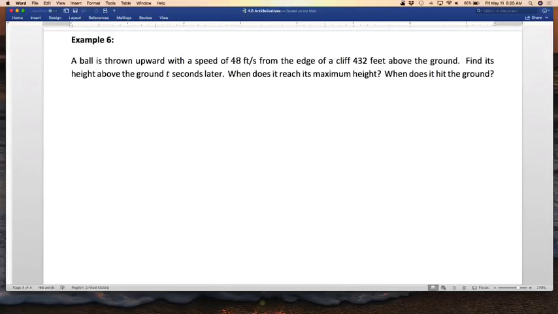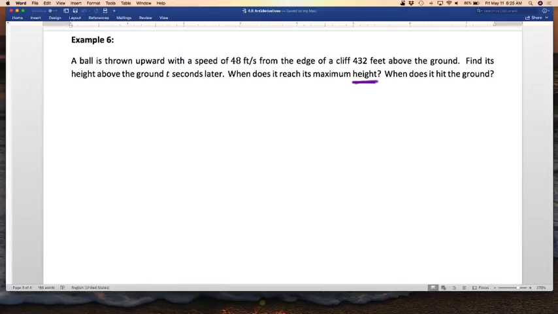Now, if you're looking at this with fresh eyes, you're probably thinking there's quite a bit of information missing. If we want to know its maximum height, we're going to need to know the position equation. And we know that the position equation is the second antiderivative of the acceleration equation. The problem is we don't have an acceleration equation.